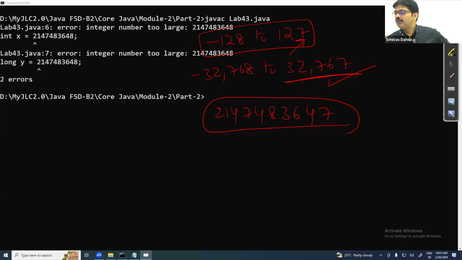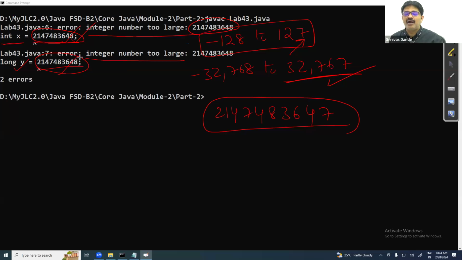See here. In the case of x integer, it is telling integer number is too large. Reasonable. That is fine, we'll accept it. We know the reason because it is too large for integer range. So not okay. But I assigned this in a long, guys. Now it should take into the long actually. But it is telling integer number is too large. It means this is not considered as a long. This is considered as integer only. It is considering both as integer, telling integer number is too large.